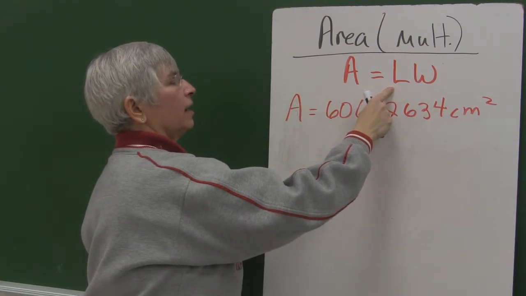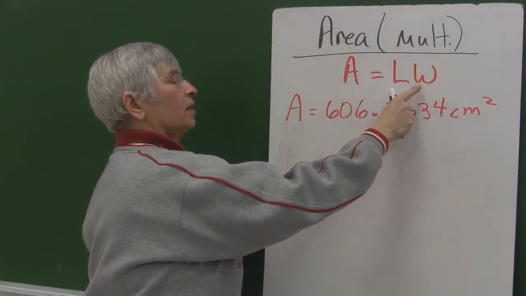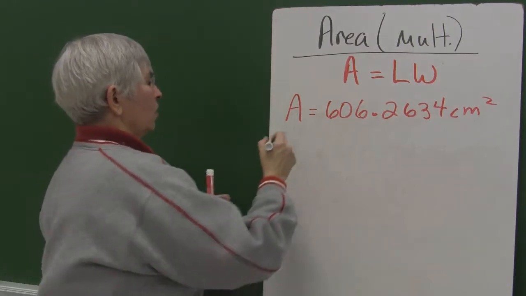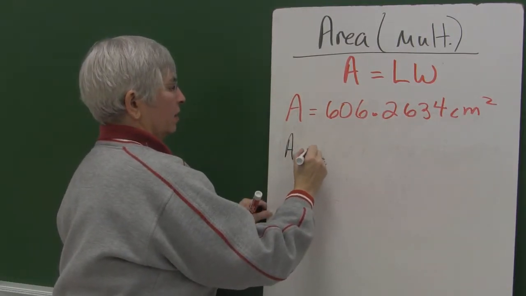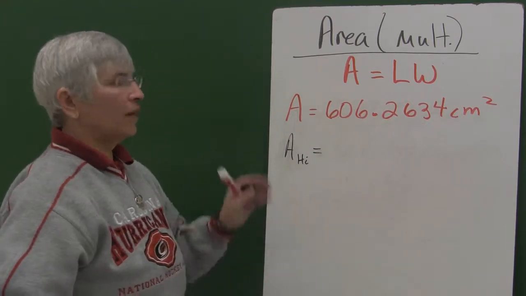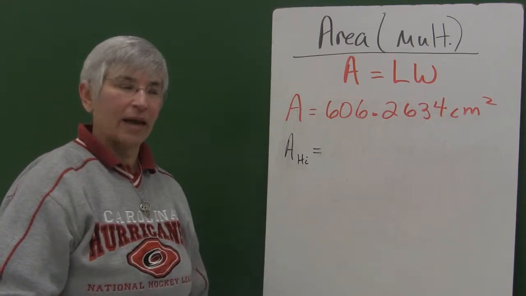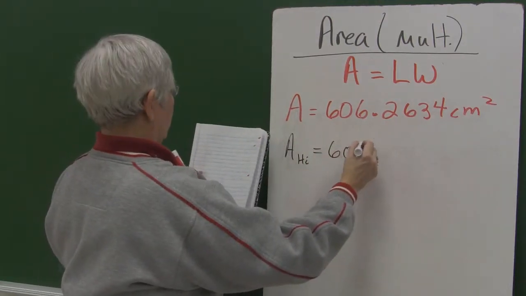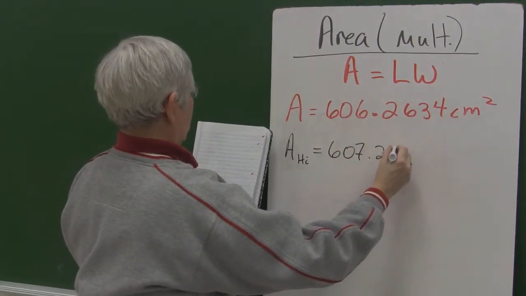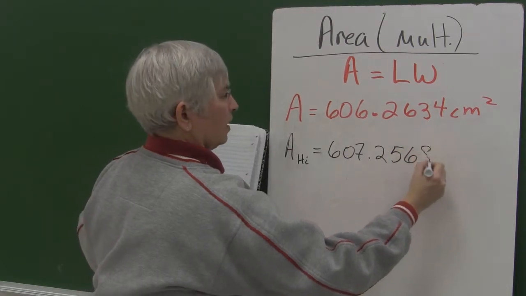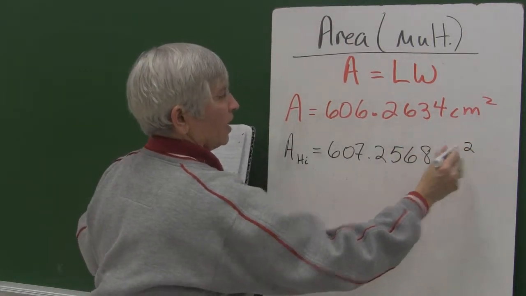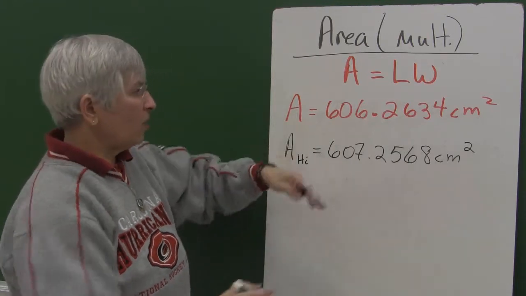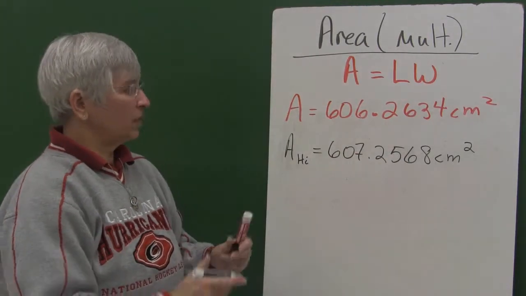Then I can look at the values that I would get if I multiplied out the biggest value for the length and the biggest value for the width. So if these two are big, then my area should be the biggest value. And so I'm going to call that area high. And so multiplying out my largest value for the length and my largest value for the width, I ended up with 607.2568 centimeters squared. And I'm writing all the decimal places my calculator spit out, because I don't know how much this is going to deviate from this one.